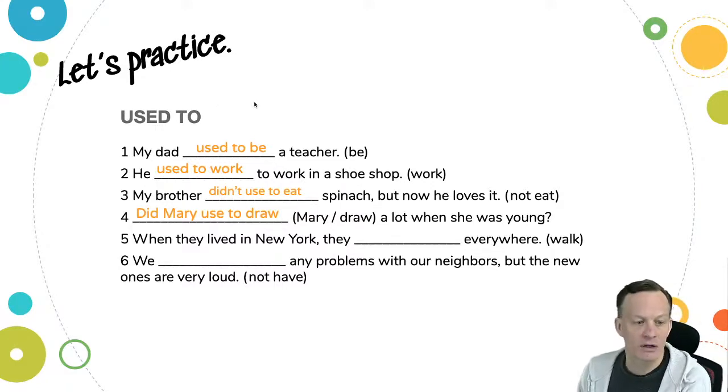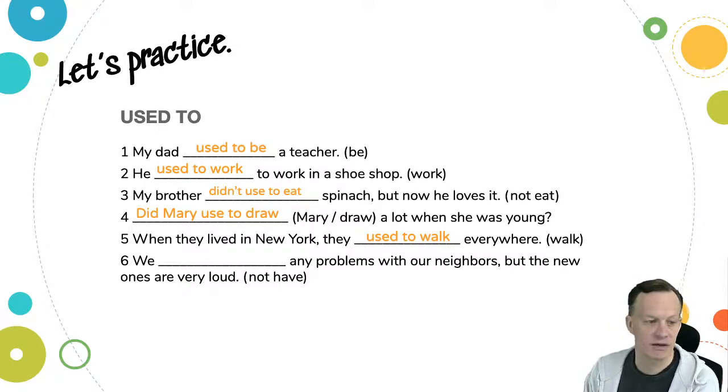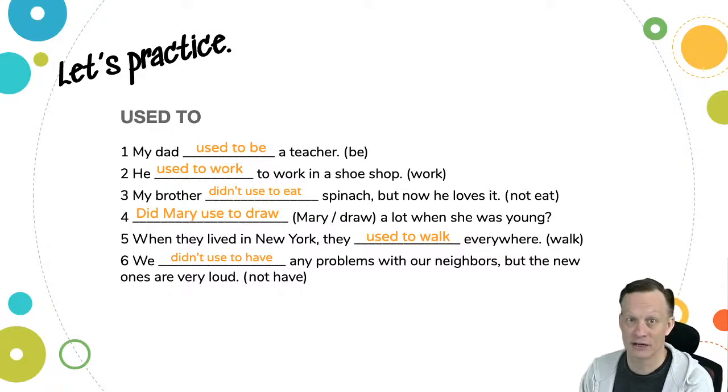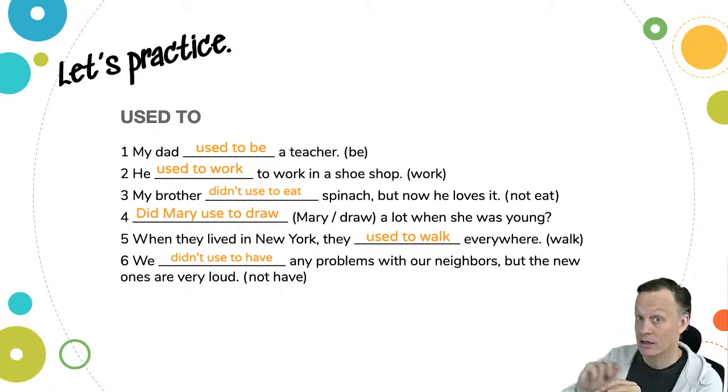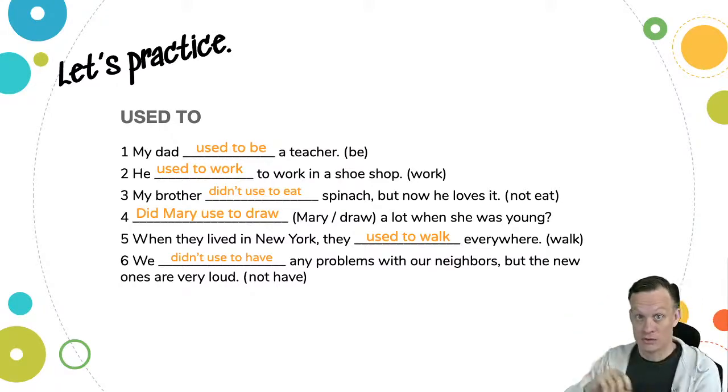When they lived in New York, they used to walk everywhere. Absolutely. They used to walk everywhere. And number 6. We didn't used to have any problems. Excellent, Hugo, excellent Peter, and excellent Barbara. Absolutely. Fantastic. Okay, so remember that one. Make a note. Stars, ojo. Be careful.